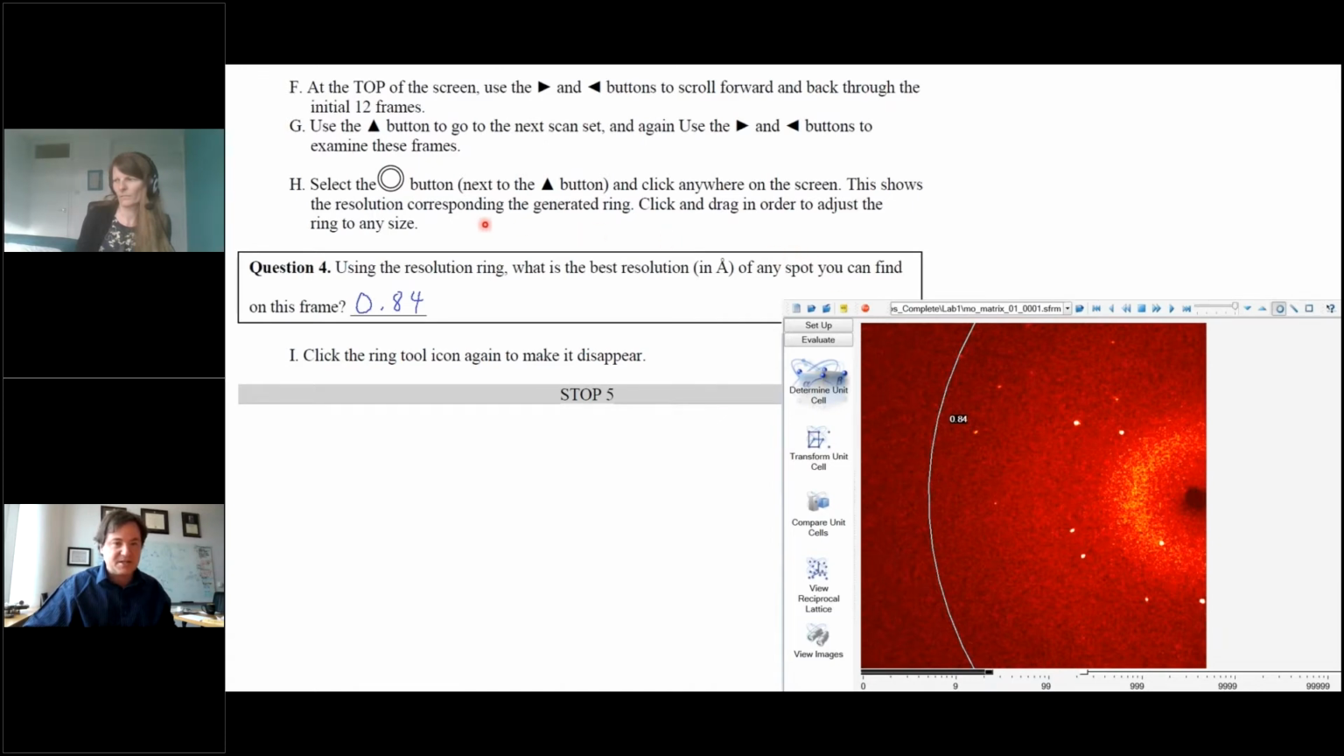So in this instance, I instruct them to turn on the resolution ring in the Bruker indexing software and pick the highest angle spot, which happens to be this one in this photograph, and determine its resolution with the resolution ring. And then I'll ask them these questions. So they can't just rush through this. They have to stop and read the questions and think about them, and then write down the answers that they get out of the software.